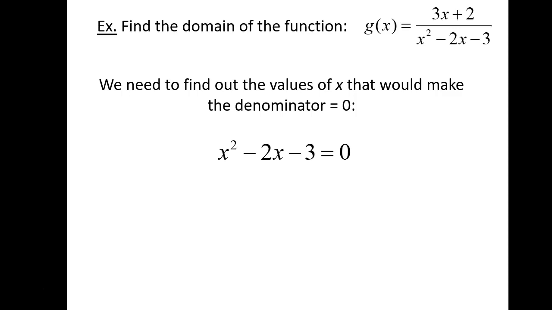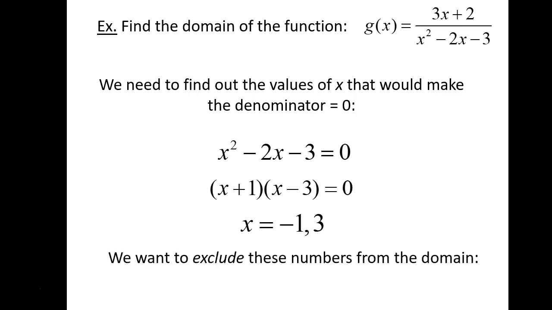So this is a quadratic equation. Remember, with quadratic equations, three terms like this, we can solve by factoring. And then if I set both of those expressions equal to 0, the two numbers that would make this denominator 0 are -1 and 3. So I'm going to exclude those numbers from my domain. So my domain is all real numbers except for -1 and 3.